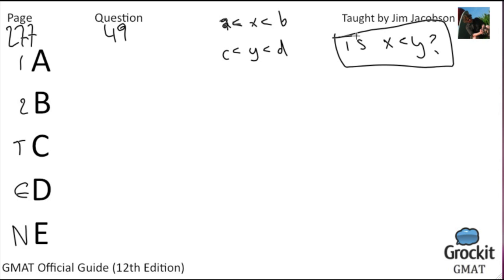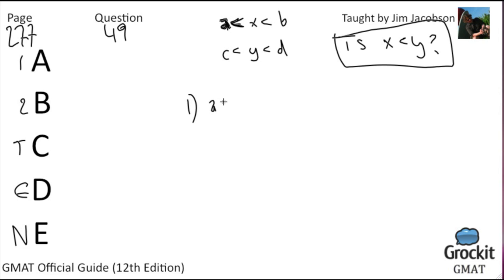Sorry, Jim Jacobson, for crossing off your name there. Okay, so these two statements, from what we've been given, do not intersect at all. They share no variables between the two of them, so there's nothing we can do to start out with. We need to get to the statements to see whether they give us anything like that.